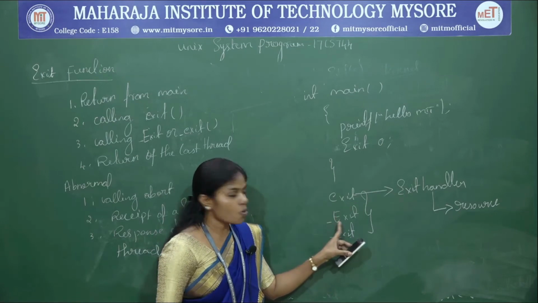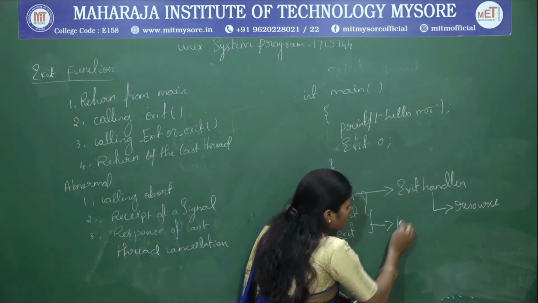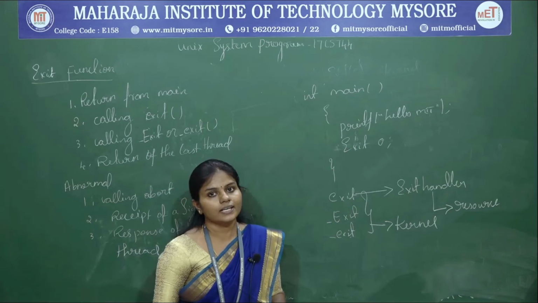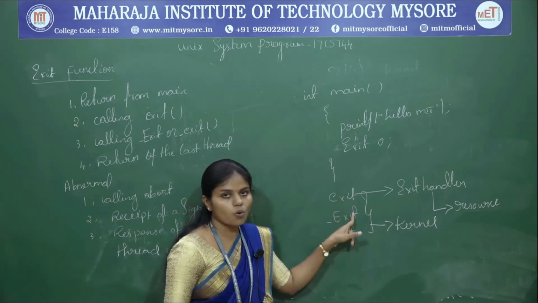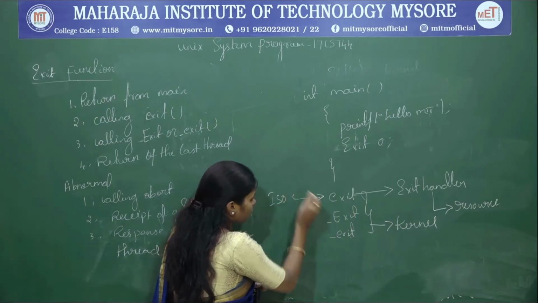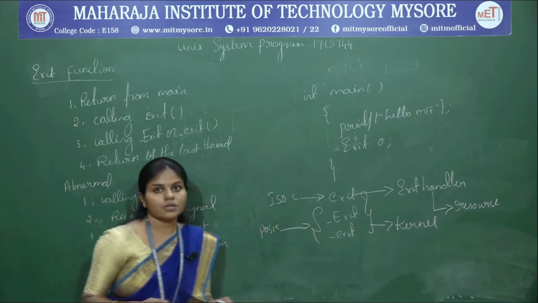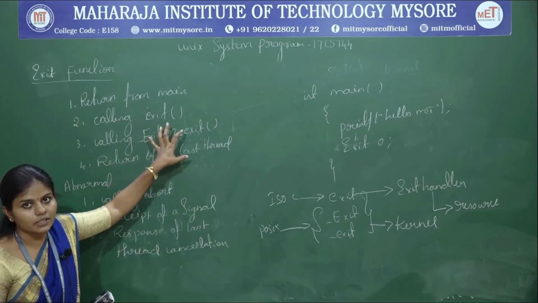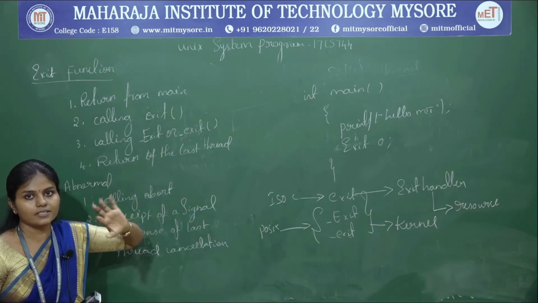But with _Exit and _exit, the control is directly given to the kernel. The kernel is going to release the resources, right? So this is the difference between exit and _exit. Exit is supported by ISO C, and _exit is supported by the POSIX operating system. So this is the second and the third way of terminating the process. In this case also the process is terminated successfully.